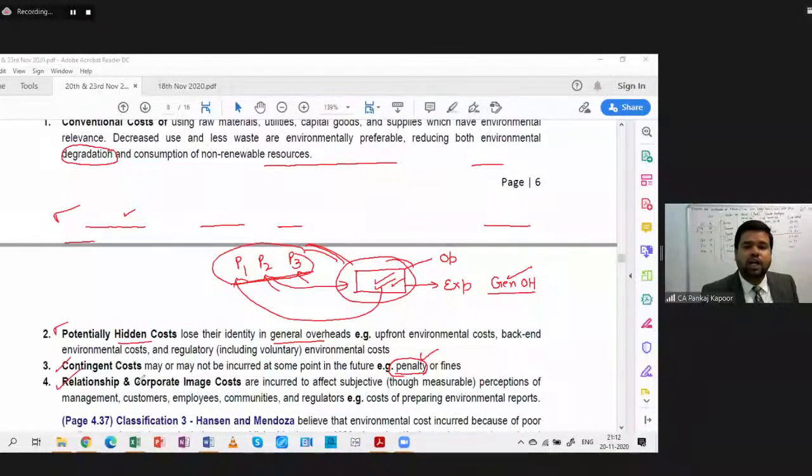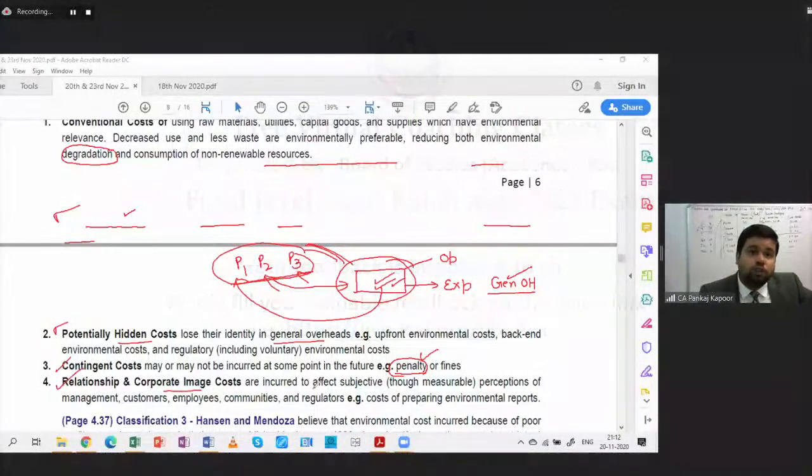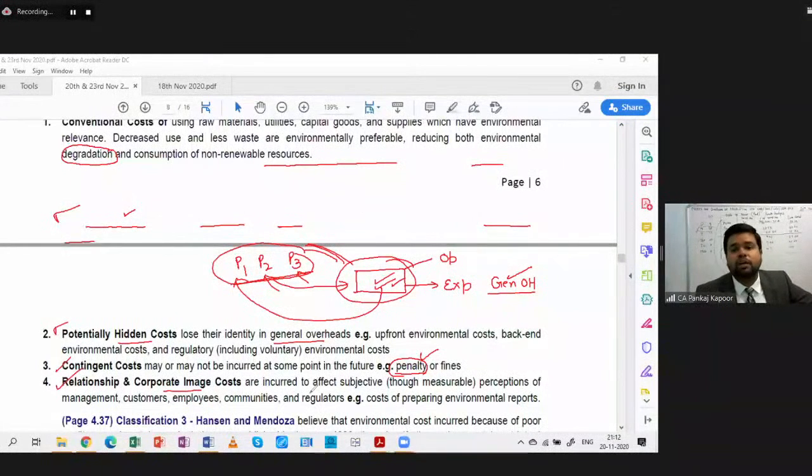Apart from that, the relations and corporate image cost. These are the costs which the company needs to bear in order to maintain their reputation. Take the example of ITC. ITC is manufacturing stationery, largely copies. Obviously, when they produce the paper, they are not producing it all from bagasse. What is bagasse? The waste of sugarcane. Paper can be manufactured from bagasse, and paper can also be made from tree pulp. They are producing half from bagasse and half from tree pulp.